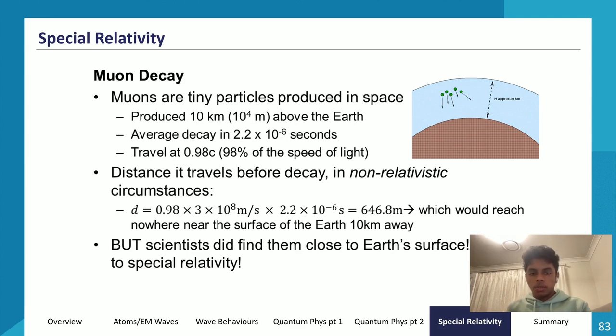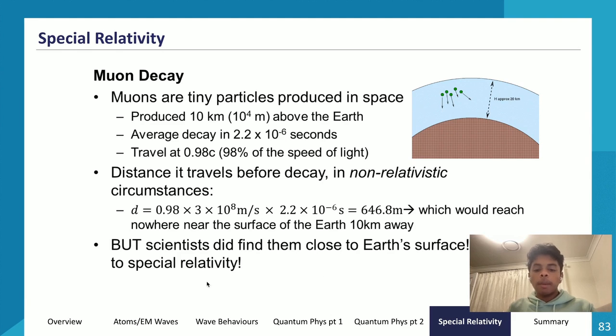They should be able to travel 646 meters before they completely decay. So most muons will travel 646 meters before they decay in non-relativistic circumstances, as you can see over here. So 0.98 times 3 times 10 to the power of 8 times 2.2 times 10 to the power negative 6. Normally, they'll be able to travel 646.8 meters before they die.